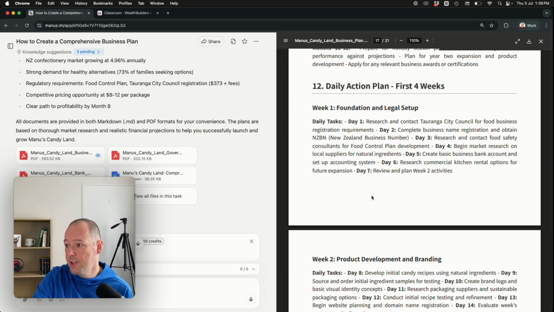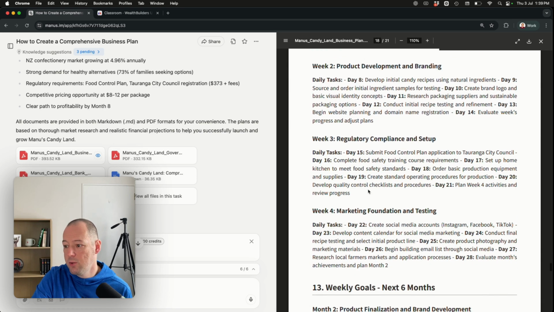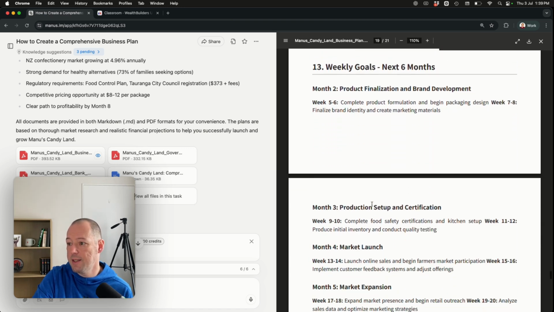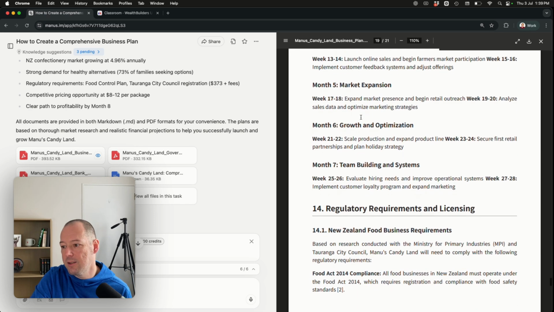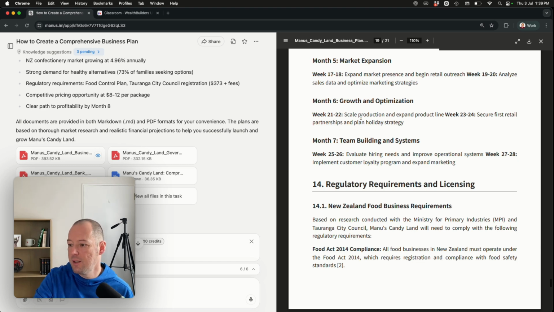And now we've got the foundation and legal setup. So the first 4 weeks, this is everything it tells us to do. First day, second day, third day, fourth day, fifth day, sixth day, up to day number 30 or 28 over here. And then for the next 6 months, we've got our checklist of what is important to focus on for each week. So this is as good as it gets. This is more than just a business plan in a traditional sense. This is like literally someone guiding you through the whole process.